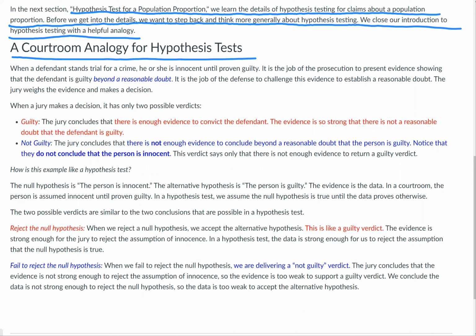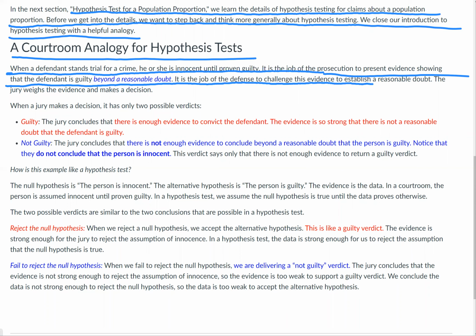Just like we said, when a defendant stands trial for a crime, he or she is innocent until proven guilty. It is the job of the prosecution to present evidence showing that the defendant is guilty beyond a reasonable doubt. It is the job of the defense to challenge the evidence to establish a reasonable doubt. The jury weighs the evidence and makes a decision.